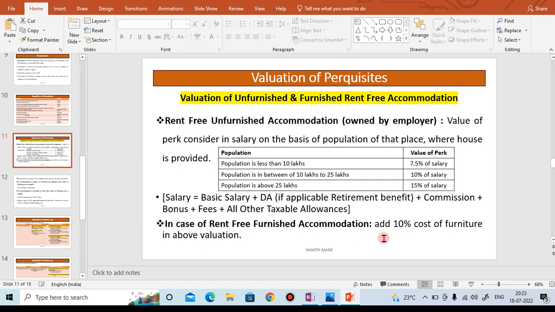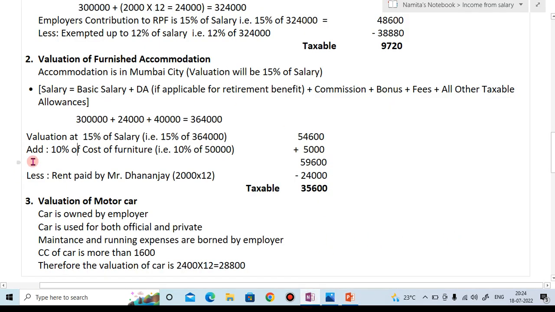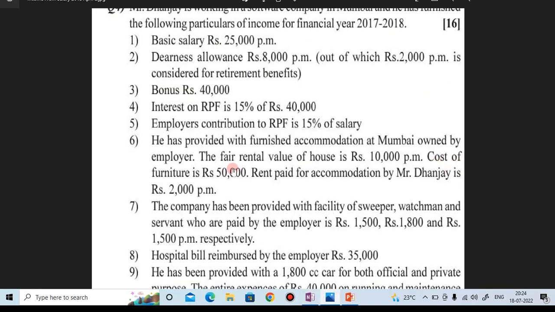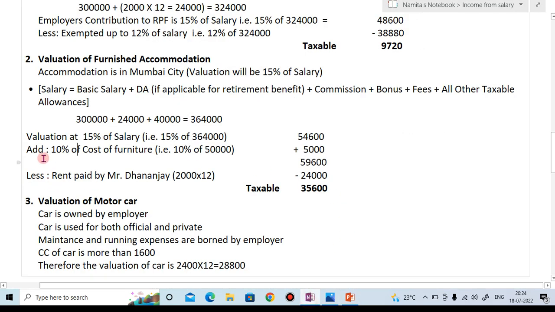Okay. Now this is what? Furnished accommodation. That's why add 10% of furniture. Okay, 10% cost of furniture in the above valuation. So add 10% of cost of furniture. How much is the cost of furniture? Cost of furniture is 50,000. So 10% of 50,000 is 5,000. So add 54,600 plus 5,000, you will get 59,600.